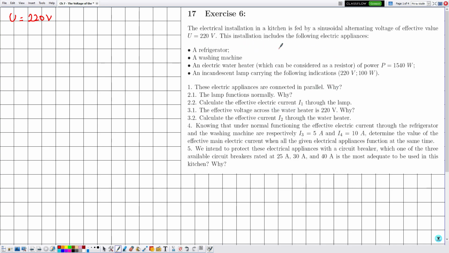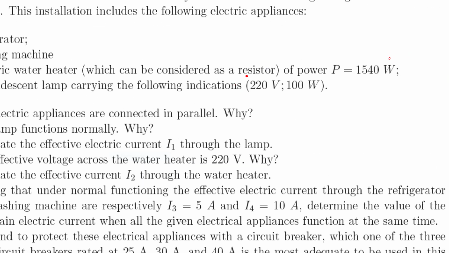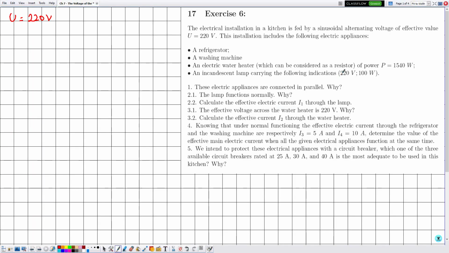So we have a refrigerator, a washing machine, an electric water heater which can be considered as a resistor of power P equal to 1540 watts. So the moment they mentioned it is a resistor, simply we can apply Ohm's law. And an incandescent lamp carrying the following indications: 220 volts, 100 watts. Number 1.